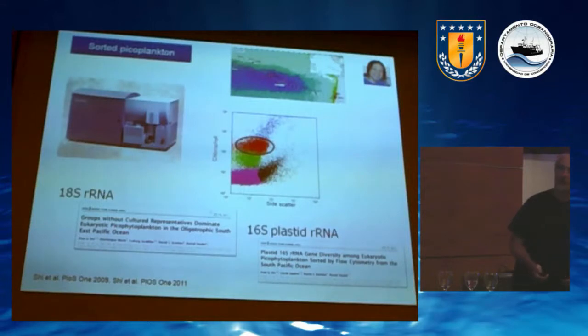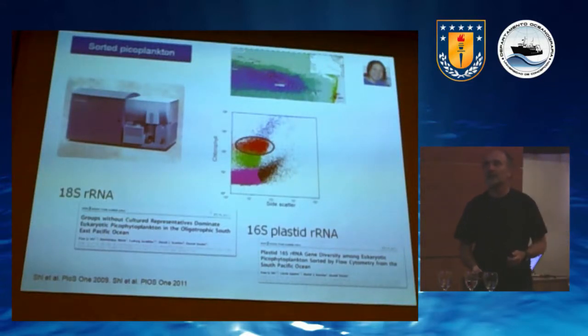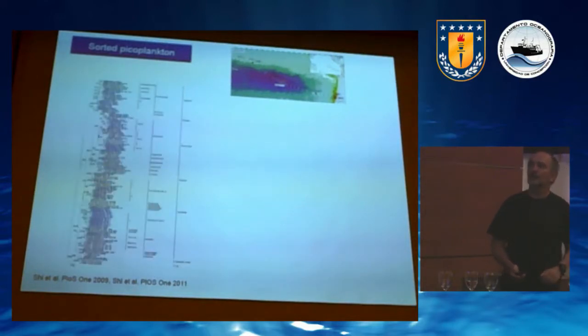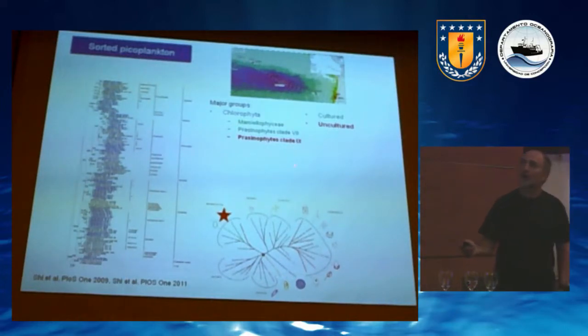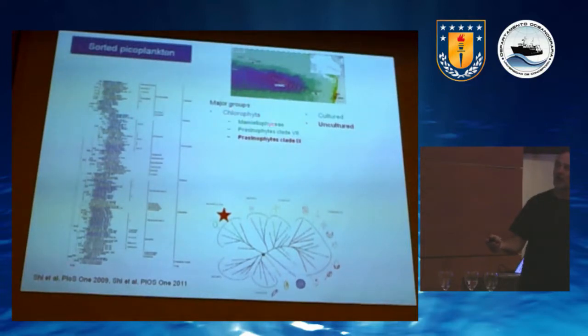And we use both 18S genes and plastid 16S genes from this sorted population, just focusing on the photosynthetic part. So what we found is that we were able to establish that the major groups of photosynthetic eukaryotes in this picoplankton were green algae, and especially in the upwelling, we have some Mamiellophyceae, so cousins of Ostreococcus. And then we have some clades which are still undescribed, but turn out to be quite important.